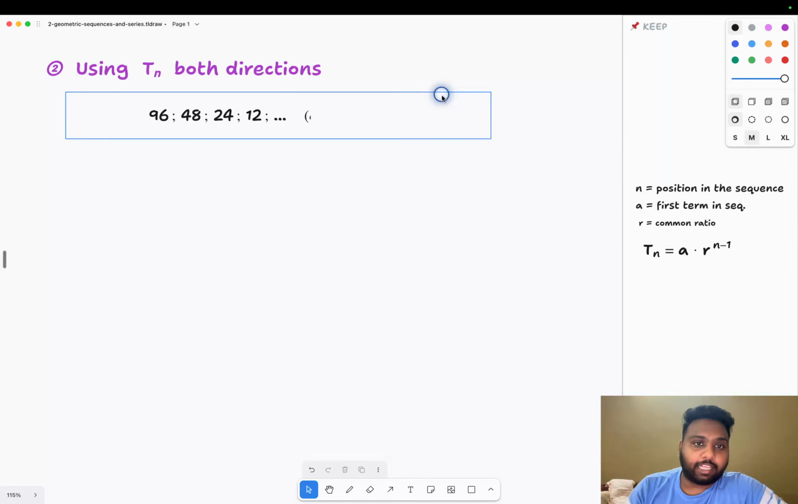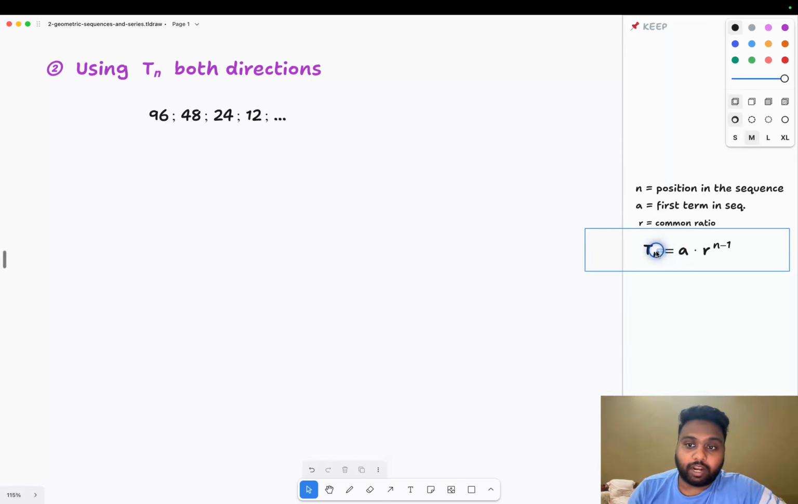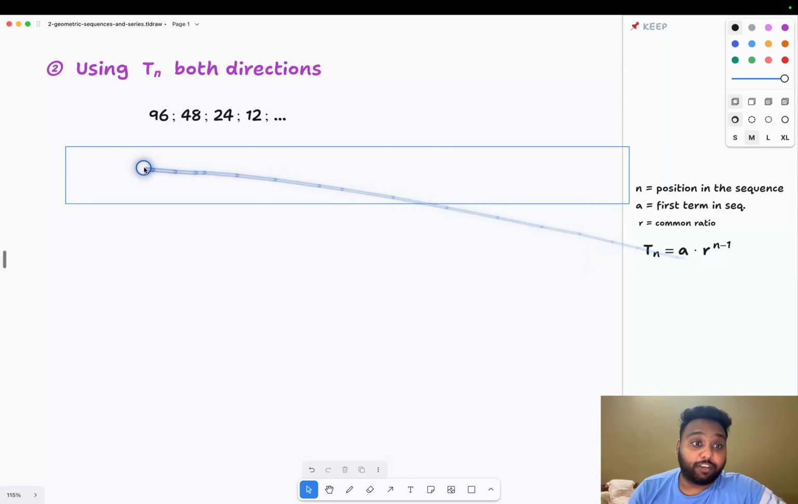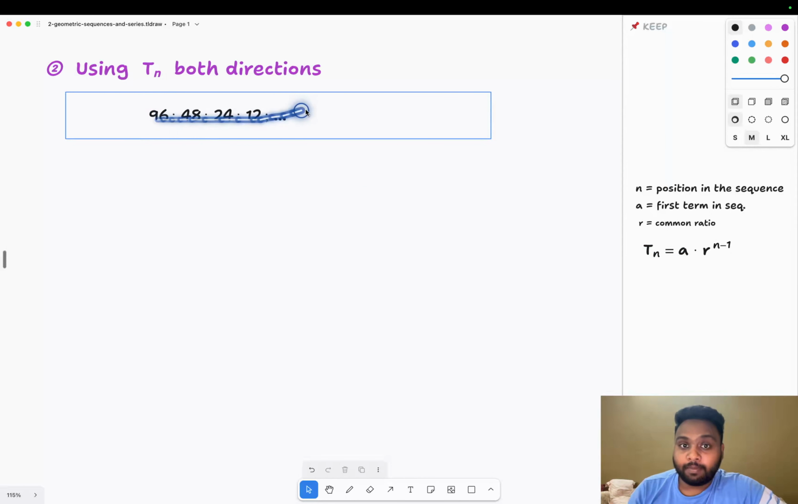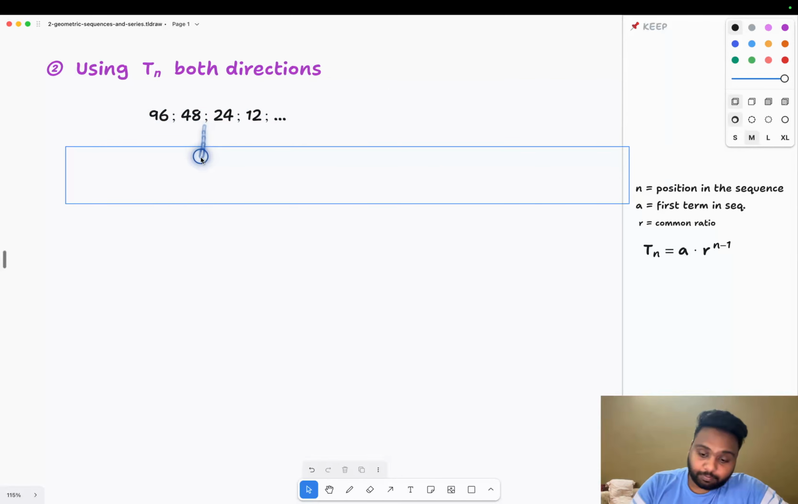Here is a sequence that has been given to us. Using this sequence, we want to derive the values and we want to derive the general formula, Tn. For Tn, what will we require? We will require the first term, which is 96, and we will need to find the common ratio. What is the common ratio of this series?